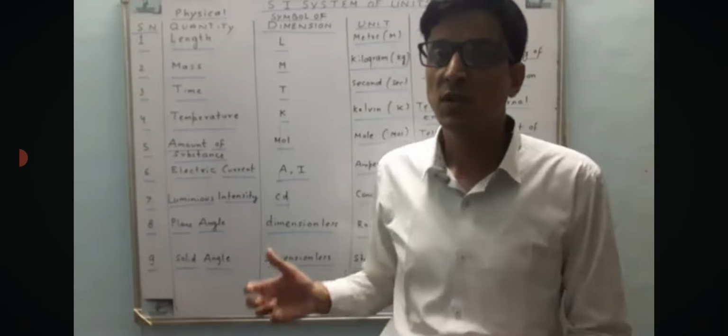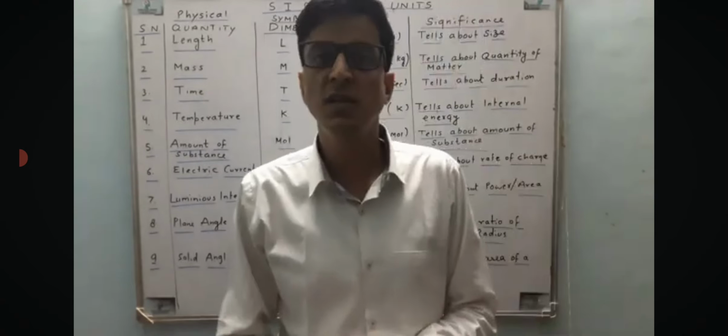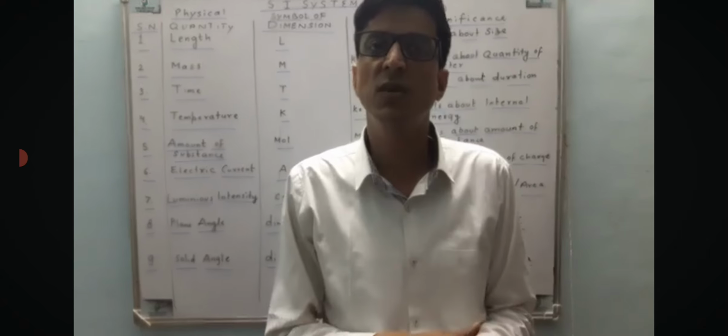So let's start with the physical quantities. The fundamental physical quantities in the SI system are basically 9. 7 of them are fundamental and 2 are supplementary quantities. The fundamental quantities are length, mass, time, temperature, amount of substance, electric current and luminous intensity, and the supplementary quantities are plane angle and solid angle.